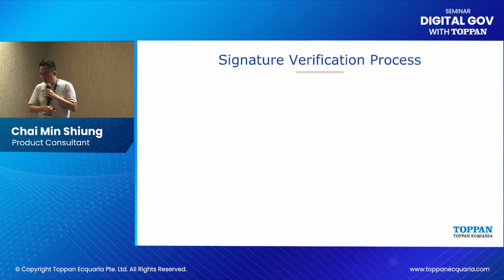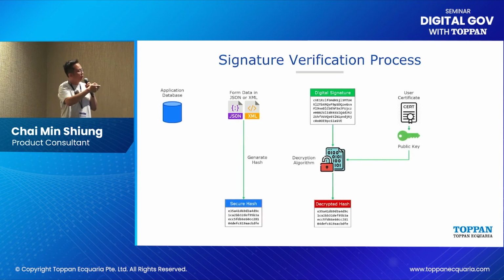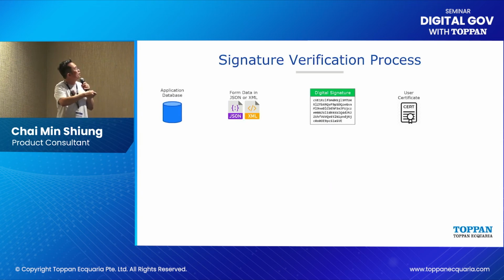Okay? And now, let's say a user comes to you and disputes: no, I didn't sign this document. This is not what I signed. So you need to do a verification process. Very simple. From your database, all you need to do is extract the data that was stored initially when the user first filled the form, and extract the signature as well as the certificate tied to the user.